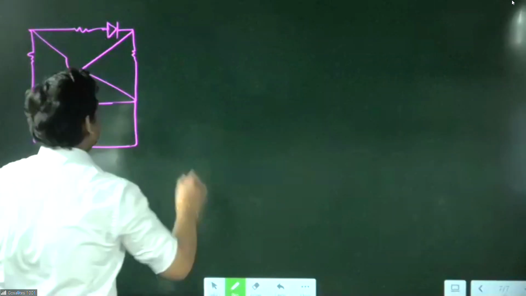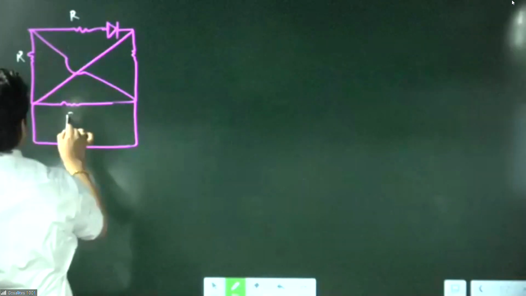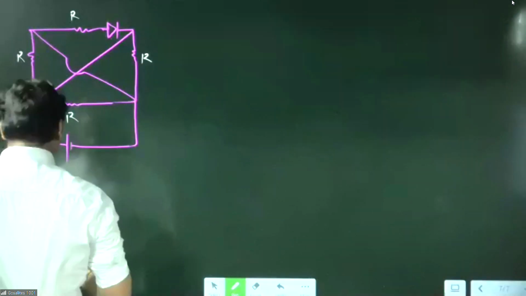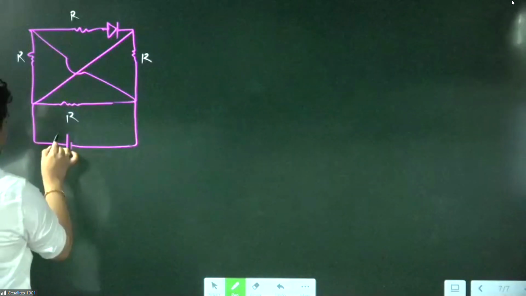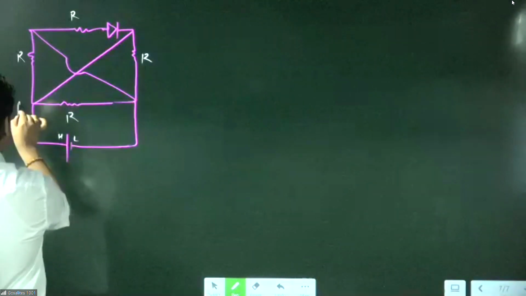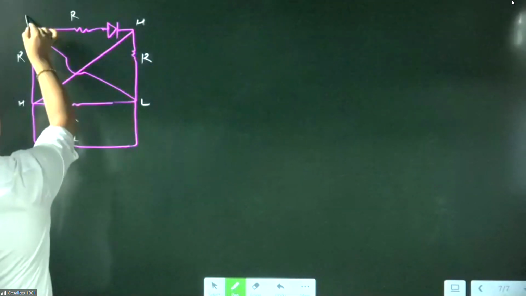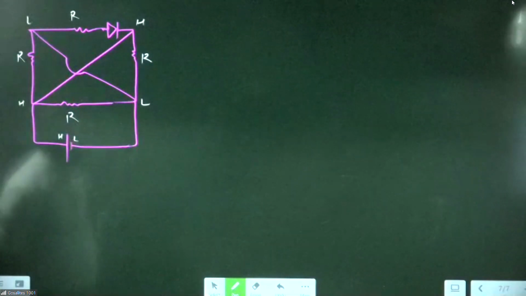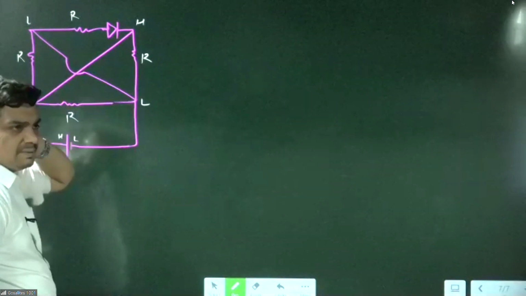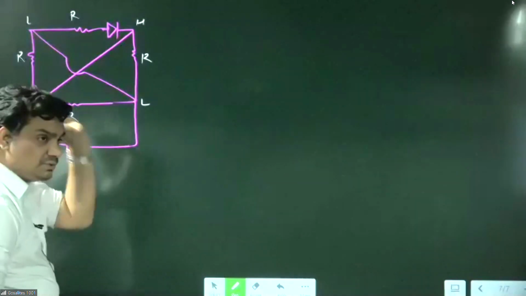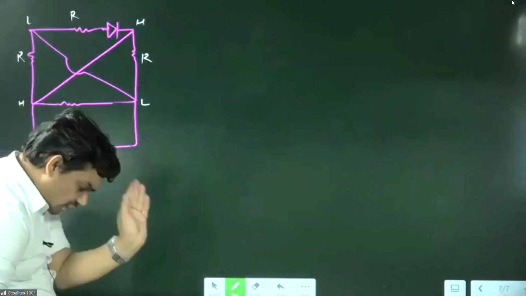Now you know, in this one we can say this is R, this is also R, this is also R, this is also R. First of all we can say this is high here, this is low. Here high, here low, here high, high, high. So high here and low here means positive, negative, or I can say high, low, no problem. This resistance is between high low, this is between high low, this is between high low, all are between high low. Only thing, the diode you need to check: is this diode forward or reverse?